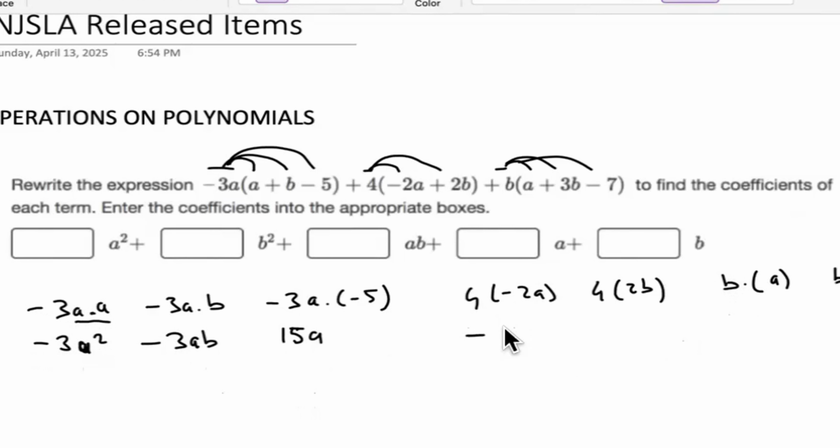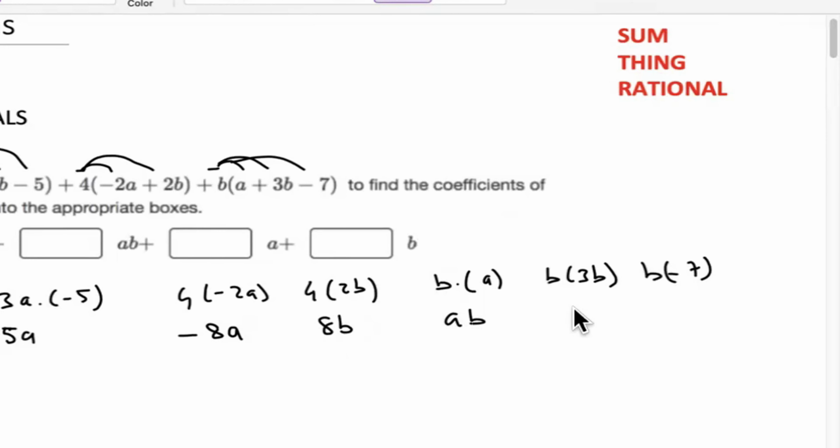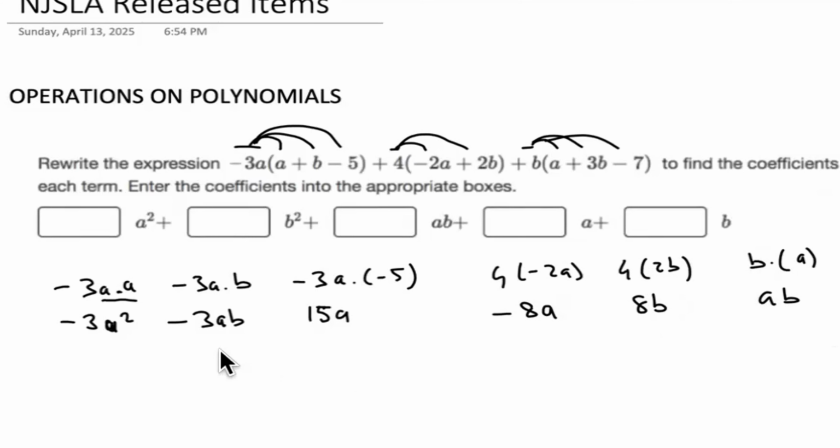4 times negative 2 is negative 8a. 4 times 2b is 8b. And then ab here. And then 3b square here. As we multiply 3 and a, we multiply here 3b and b as 3b square. b times negative 7 is negative 7b. As we notice here, expressions are coming eventually. So we will just check the like terms.